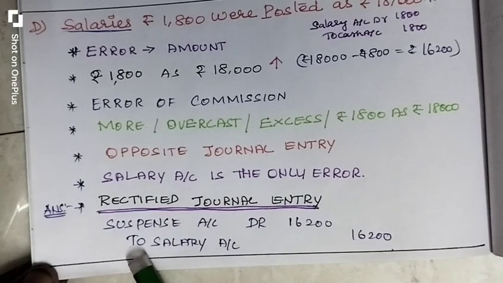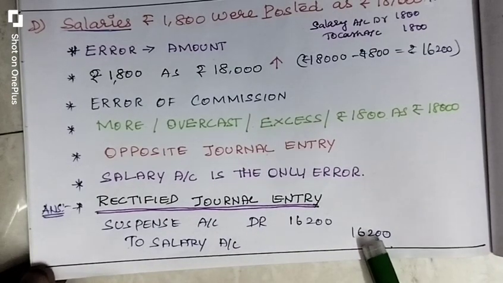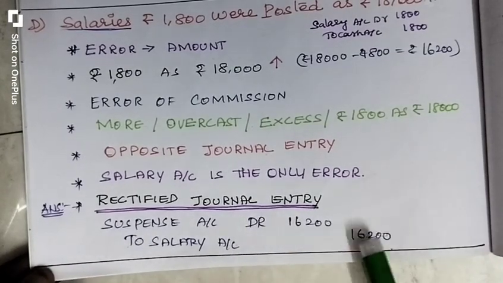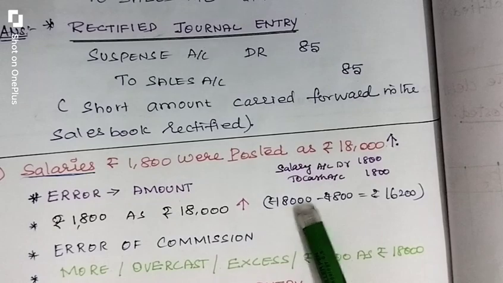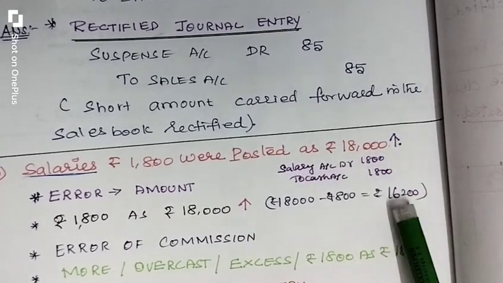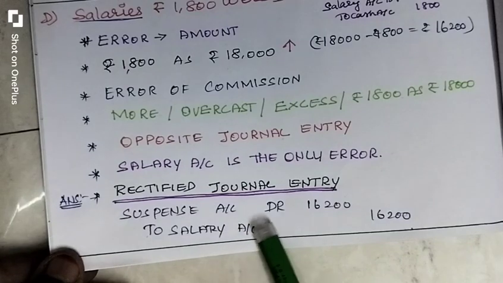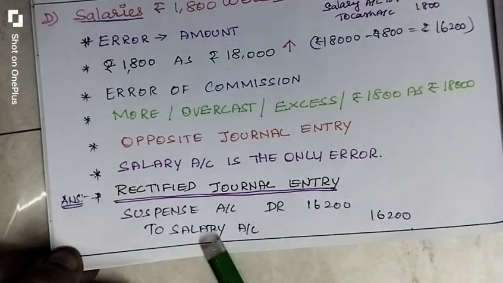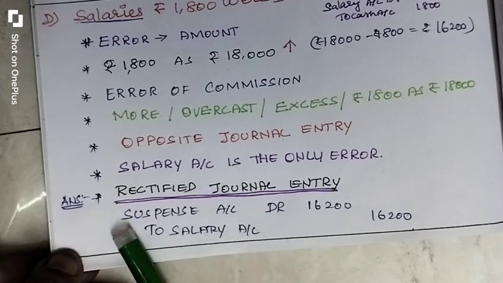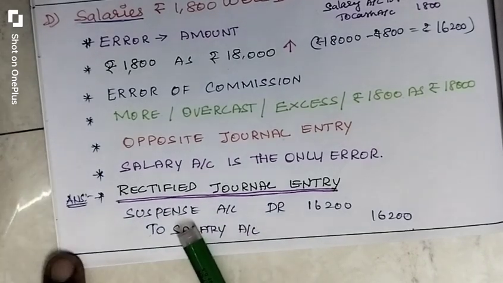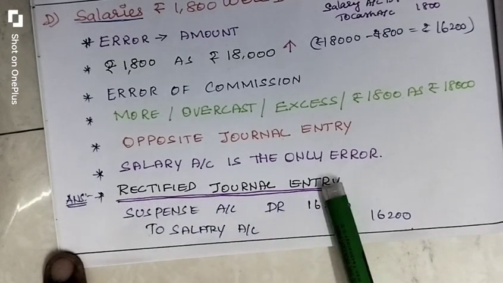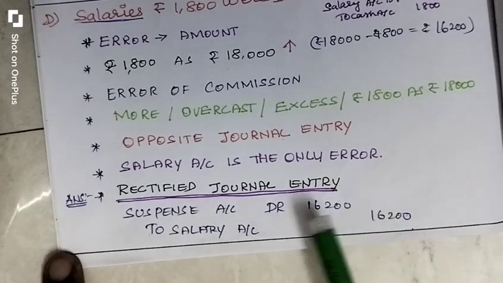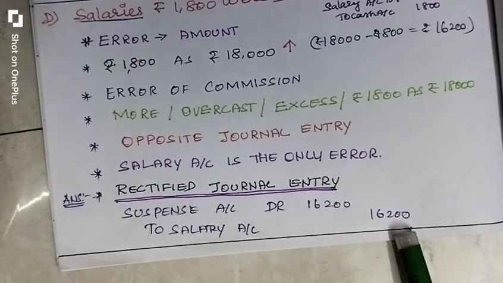You first clear the error. So for that you credit the salary account for 16,200. How do you get 16,200? You have to subtract 1,800 from 18,000. You will get 16,200. For this difference amount only, you create the rectification of the journal entry for the salary account. In opposite, that means on debtor side, you have to create the suspense account for 16,200 to tally the trial balance. Okay, so the rectified journal entry is suspense account debtor 16,200 to salary account 16,200.